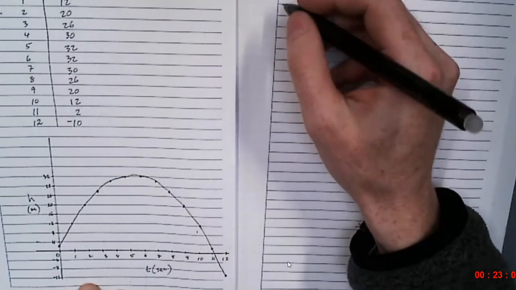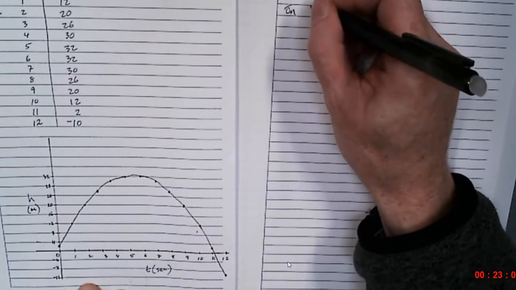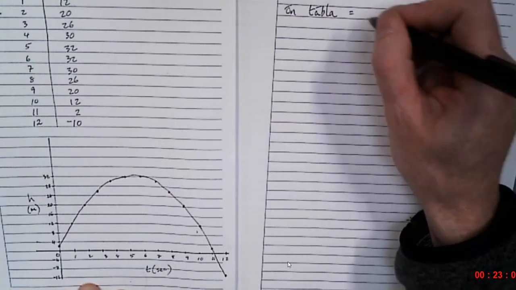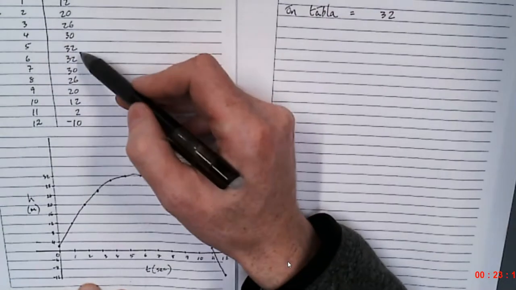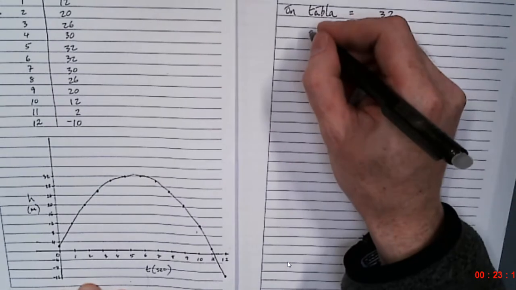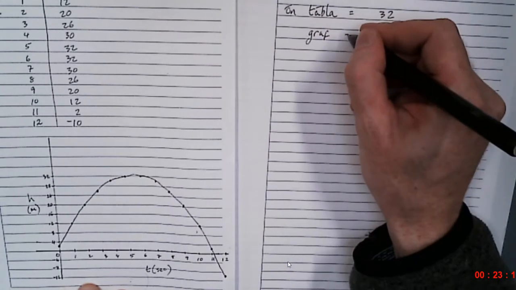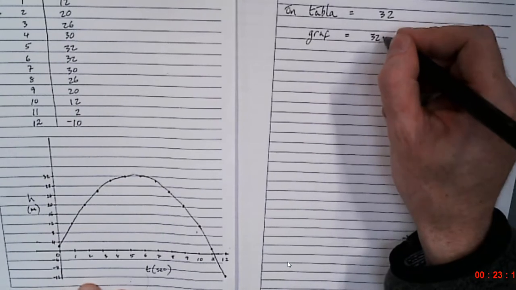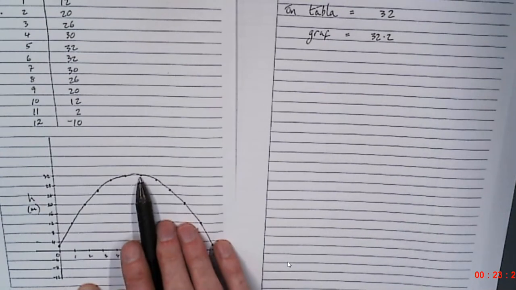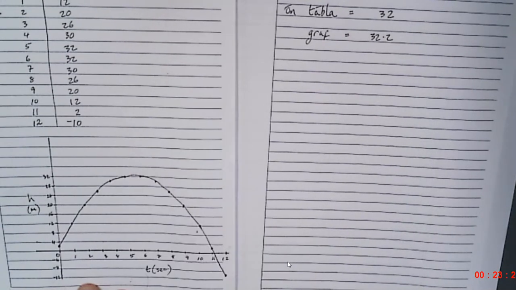So we can read it on the table. On the table, the highest height is 32. On the graph, the height is roughly 32 also. Okay, so that's the greatest height of the firework.